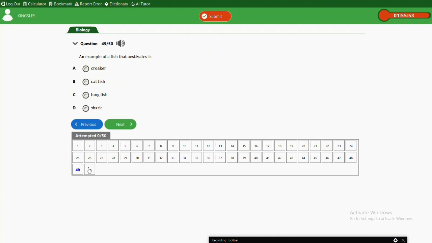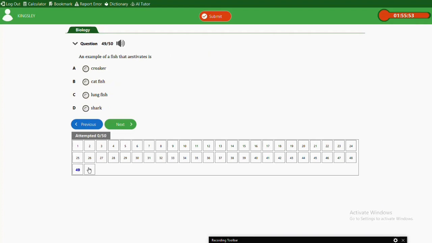So guys, the next question, question number 49, an example of a fish that estivates is A, croaker, B, catfish, C, lungfish, D, shark. So guys, the correct answer to this question is option C, and that's lungfish. So guys, let me just give you a little explanation about this concept of estivation.